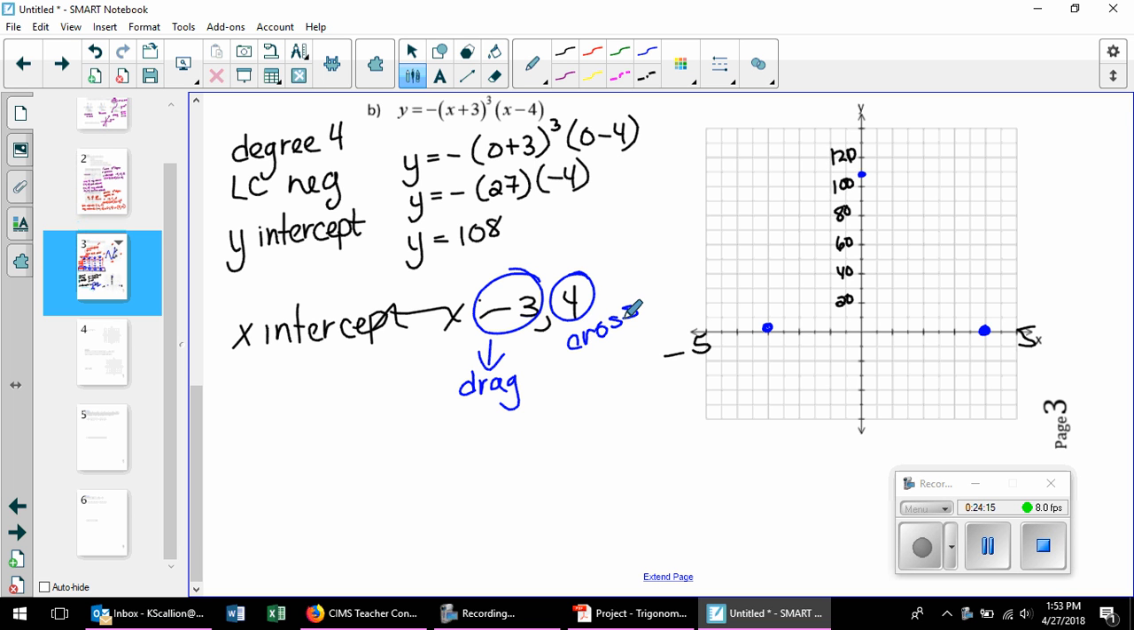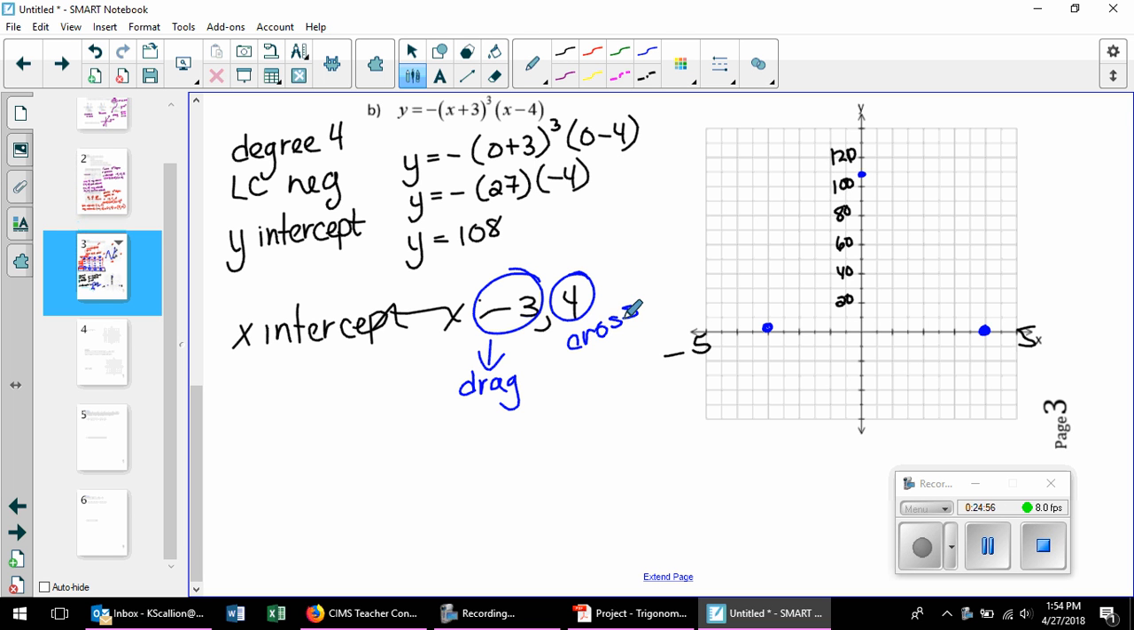Okay, so if I were to do my sign analysis, I'm going to pick a point that is less than -3. I'm going to pick -5. If I put -5 in here and then cube it, I'm going to get a negative number. A negative number times a negative is going to give me a positive, and then I'm going to have another negative number in here, so positive times a negative. I anticipate that this section of the graph should be below the x-axis.